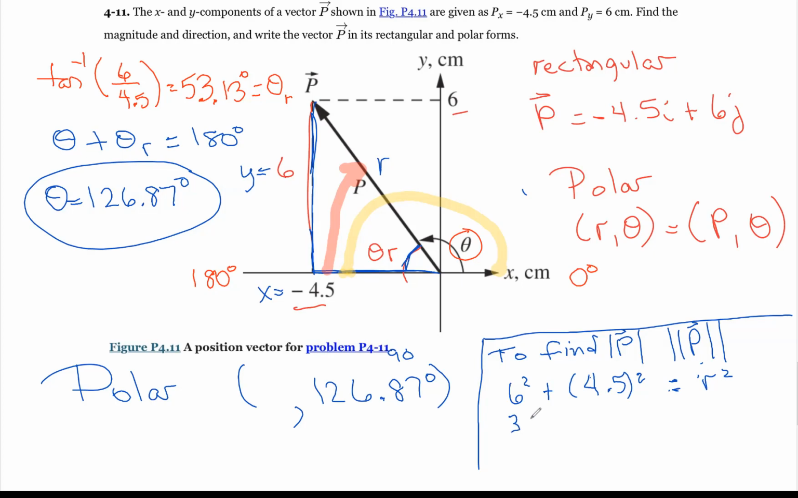And that gives me 36 plus 4.5 squared, which is 20.25, is equal to R squared. So this is 56.25. I'm going to take the square root of both sides. So I get R is equal to 7.5. 7.5 is my R, and I've now done it. The same type of problem, only given different information, going back the other way.